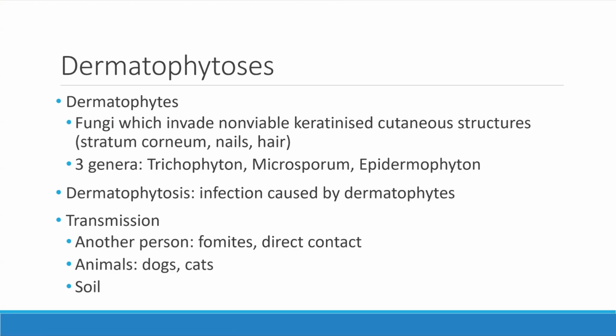Dermatophytes are fungi which invade non-viable keratinized cutaneous structures, namely the stratum corneum, nails, and hairs. There are three main genera: Trichophyton, Microsporum, and Epidermophyton. Dermatophytosis refers to infection caused by dermatophytes. These are the routes of transmission: from another person via fomites or direct contact, from animals such as dogs and cats, as well as from the soil.